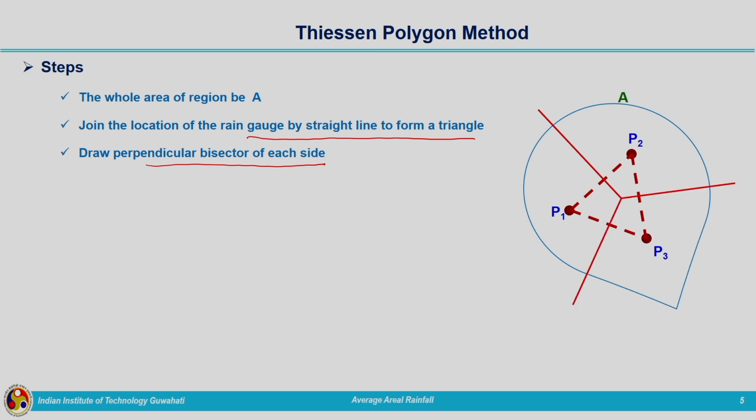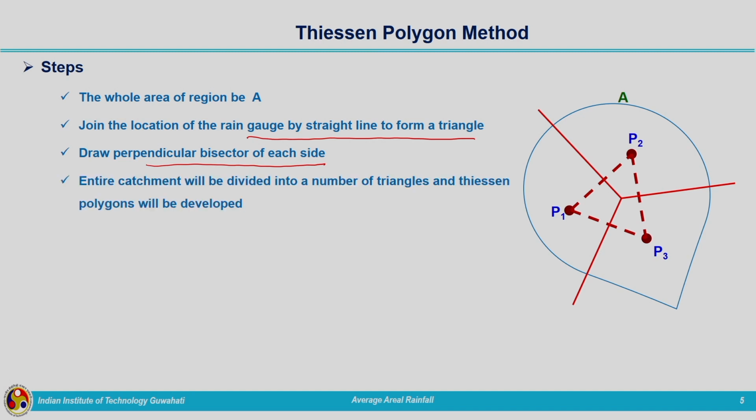Every rain gauge will be connected by straight lines forming different triangles, and the perpendicular bisectors of each side of the triangles will be drawn. Thus, the entire catchment will be divided into a number of triangles and Thiessen polygons. Here in this case we have 3 Thiessen polygons. Now we will compute the representative area for each gauge.